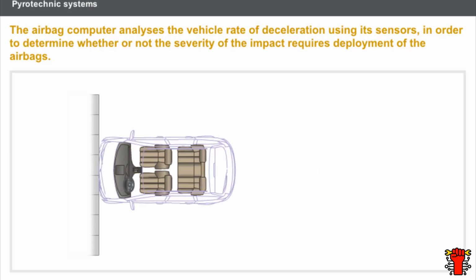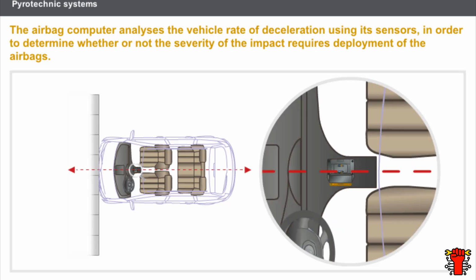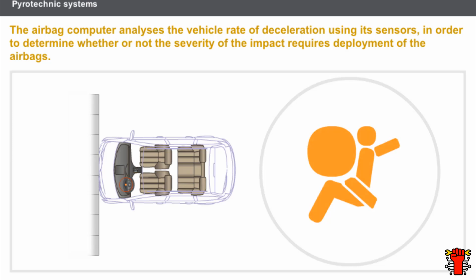The airbag computer analyzes the vehicle rate of deceleration using its sensors in order to determine whether or not the severity of the impact requires deployment of the airbags. The airbag computer incorporates the front impact sensors. The airbag computer is located in the center line of the vehicle, in the majority of cases underneath the center console. If the pyrotechnic system should fail, the airbag computer switches on a warning light on the instrument panel to warn the driver.